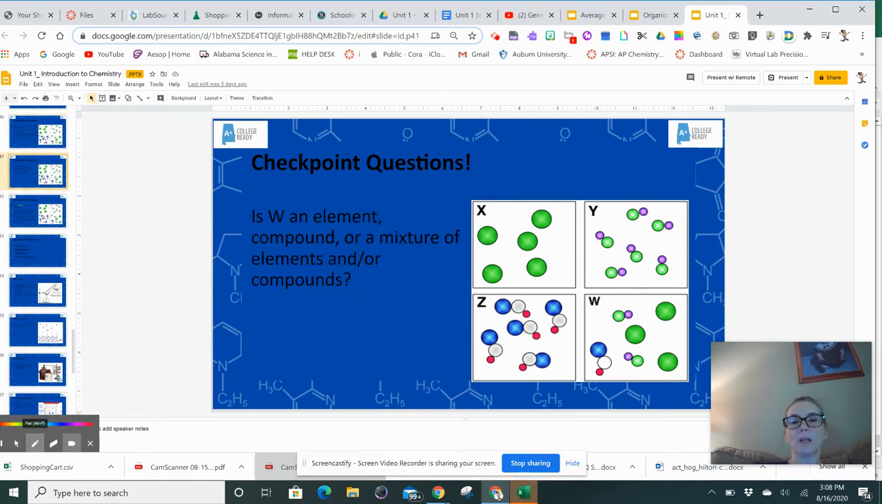Is W an element, compound, or a mixture of elements and compounds? Well, when we look at W, we have a red, white, and blue one. We have a couple of purple and green ones. And then we also have some plain green ones. So this is a mixture of elements and compounds together.